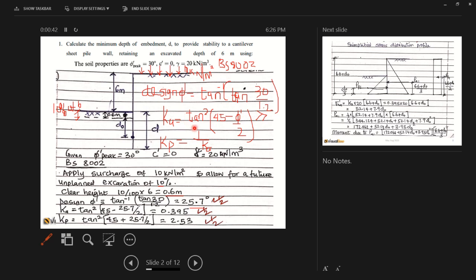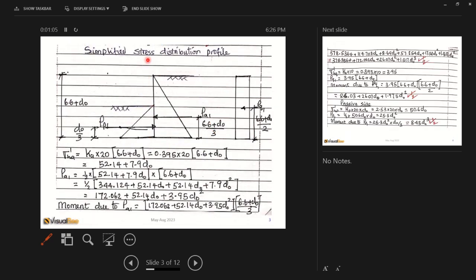Ka is tan squared of 45 minus 25.7 divided by 2. We get 0.395, and Kp is the inverse of Ka, or you can use tan squared of 45 plus phi over 2. We get 2.57. So those are the first two things you need to calculate, and then you can make the simplified stress distribution profile.